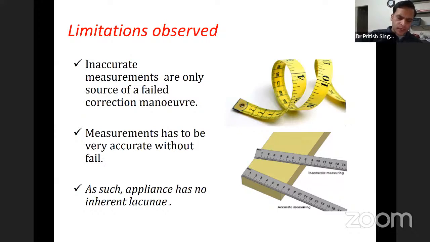Over the due course of my experience with software guided alignment, inaccurate measurements matter. Ortho SUV, Dot Fix and all the software guided alignment systems require accurate measurements. Inaccurate measurement gives rise to failed correction maneuvers. So measurement has to be very accurate. Otherwise, the appliances, Ortho SUV or Dot Fix, are perfect in nature. They usually don't fail, except for the measurements or the subjective component.